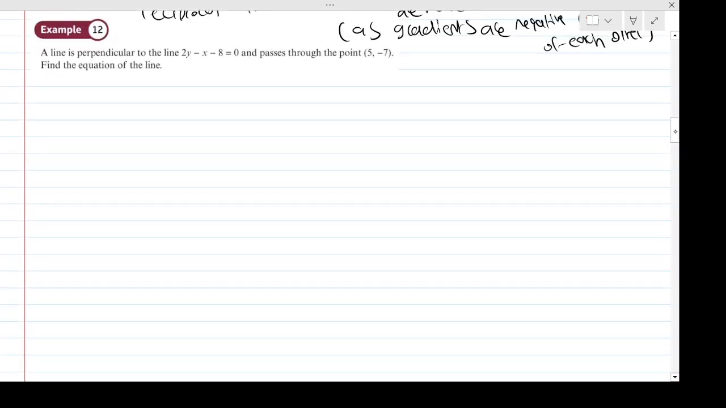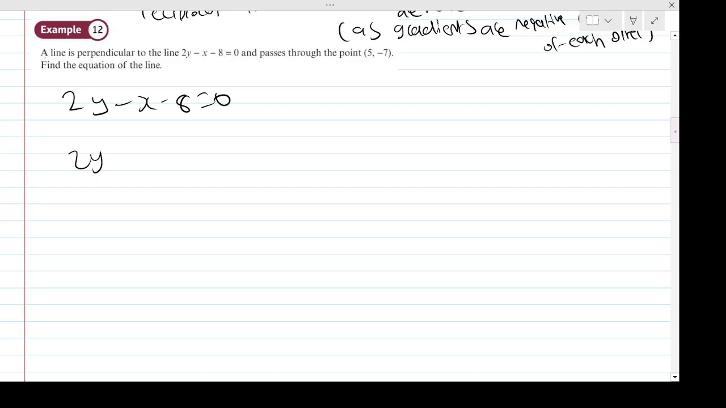Okay, let's have a look at this example. Given the line is perpendicular to the line 2y minus x minus 8 is 0, and it passes through the point 5, 7. Find the equation of the line. Well, again, we're asking for a line that is perpendicular to another line, this one. So what I need to do is firstly consider the gradient of this line to then work out the perpendicular of it. Well, then I need to rearrange it in mx plus c form.